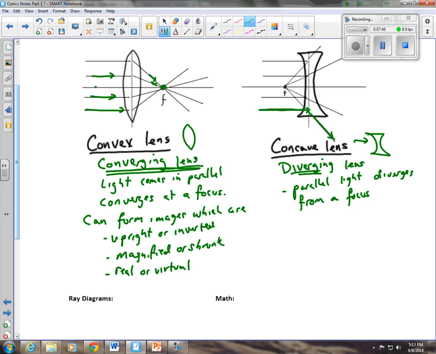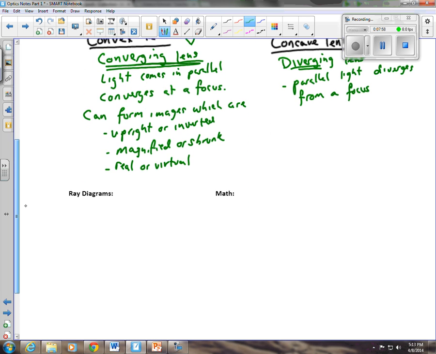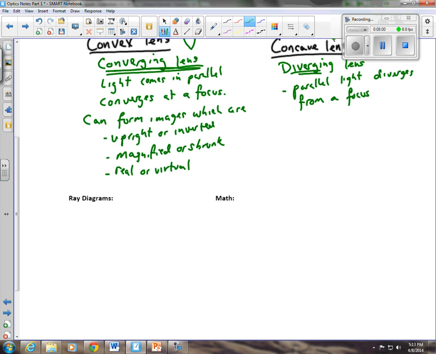Okay. This one here comes in parallel, so it's the midpoint, and then it's going to go down to that focus. Now, there are two ways to figure out where the images are. We can do ray diagrams or we can do math. You need to know how to do both. In this video, we're going to talk about the ray diagrams, because if I try to do both, it's going to be about 25 minutes long.